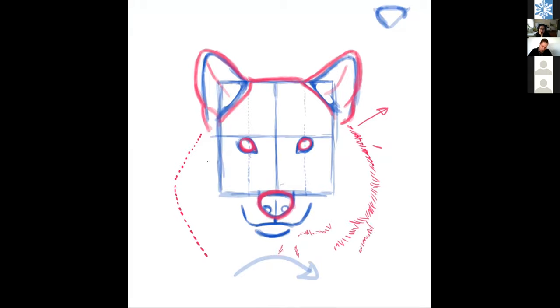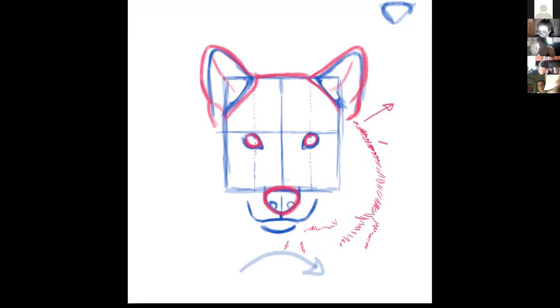How is the fur going? I like it. It's looking nice. Remember, it has to be outside the square. Not in the square.